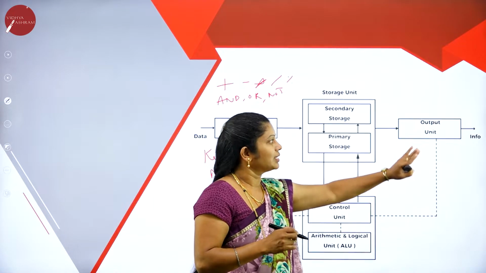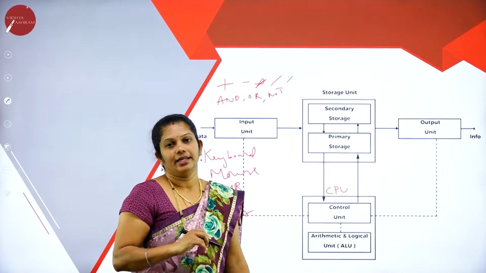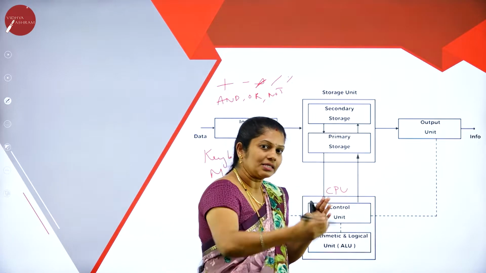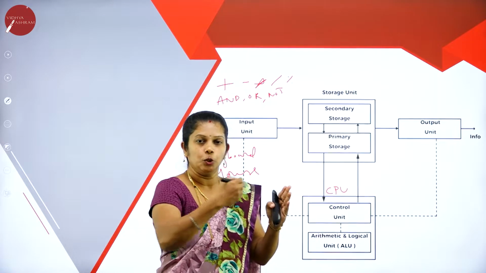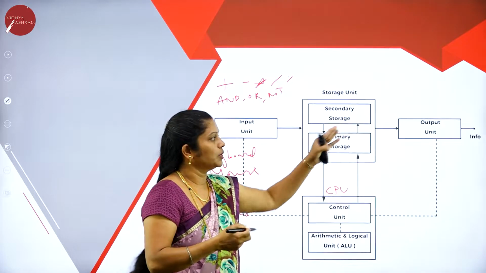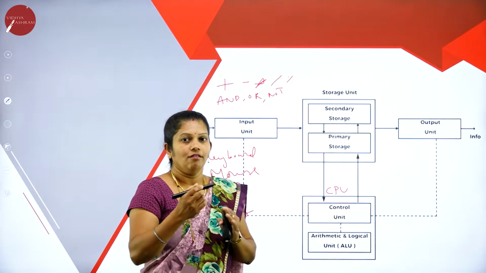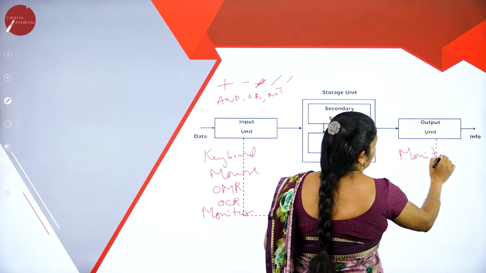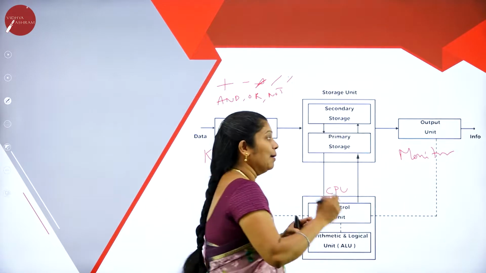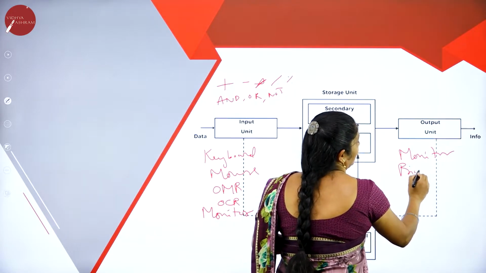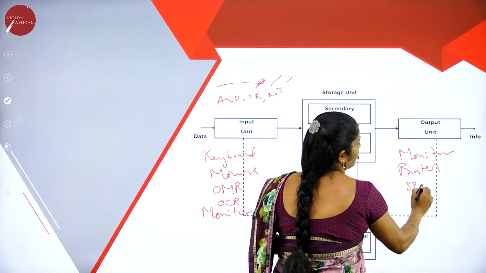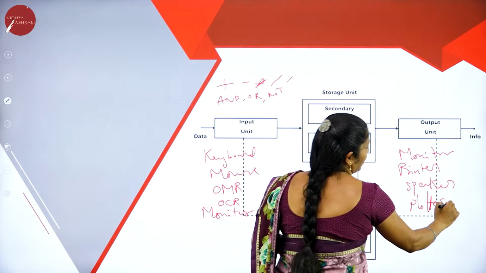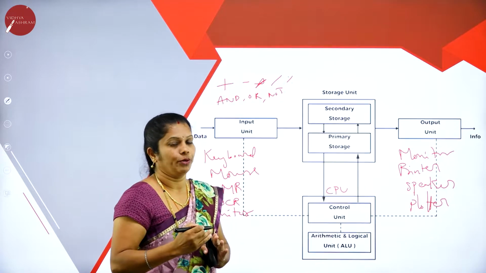Then the last one is the output unit. On this output unit, whatever result the computer has processed, the user can get by using these output devices. For example, monitor is an output device. The monitor acts as both an input as well as an output device. Printer, speaker, plotters. These are examples of output devices.